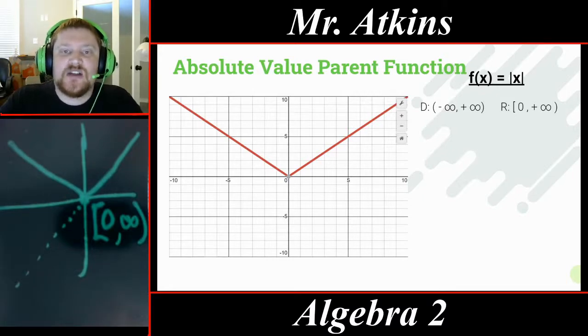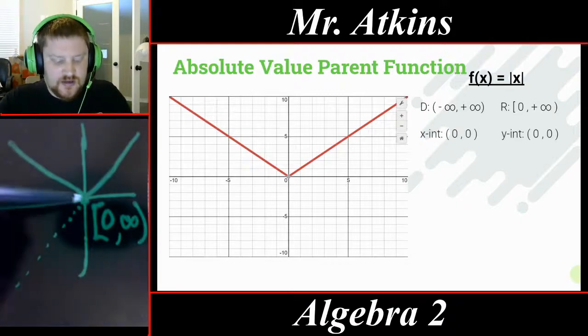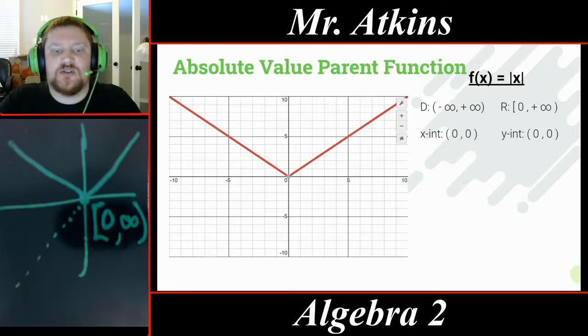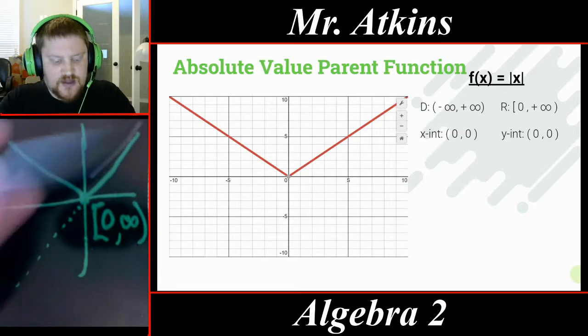The x and y intercept again can change depending upon the exact function, but for the parent function, it's again at the origin, 0, 0. That's both for your x-intercept and your y-intercept. But look, if you look, we no longer have a straight line. We have a straight line that reflects on itself.